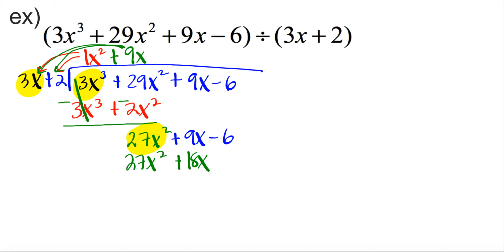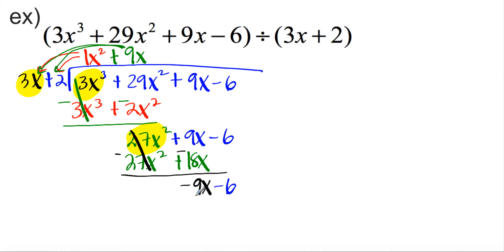Now we have to subtract, so we want to draw the line, change both signs. Minus, and that happens to become minus also. 27x squared minus 27x squared cancels. 9x minus 18x becomes negative 9x. And then I want you to bring down the minus 6. And we repeat the process again.